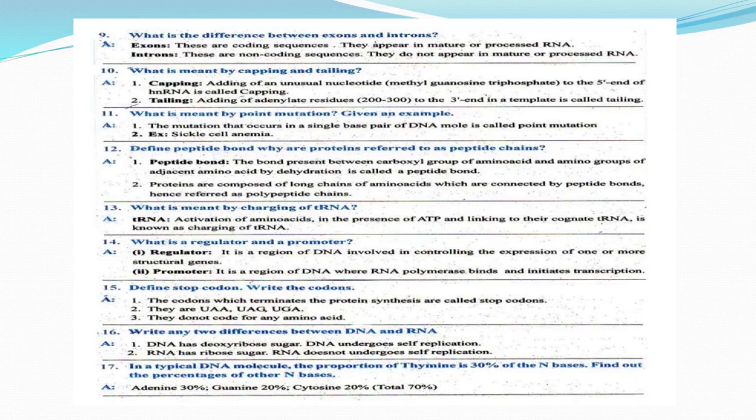Exons are coding sequences. When it comes to introns, they are non-coding sequences. And exons appear in mature or processed RNA, and when it comes to introns, they do not appear in mature or processed RNA.